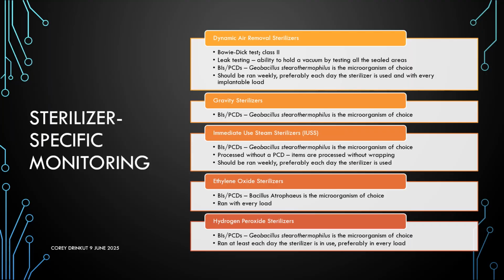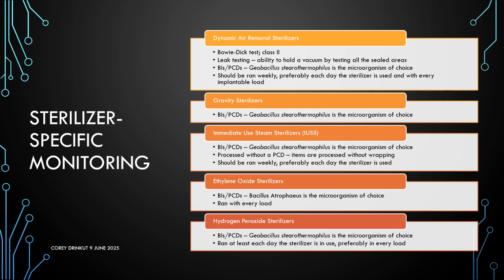The dynamic air removal sterilizers. This is what most facilities use. With these, we have to use what's called a Bowie-Dick test. This is one of the first tests that's done every day that the sterilizer is in use. Most of the time, the Bowie-Dick test will be ran on third shift because it's got to be ran after midnight. If your facility does not have a third shift, it will be done on first shift. As soon as first shift walks in, that's when they will start running this. But the Bowie-Dick test is a test that ensures proper air removal and steam penetration.